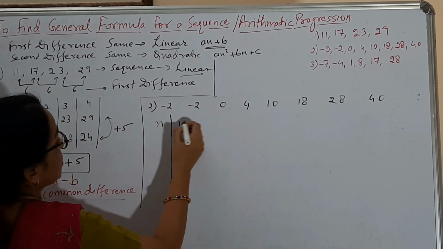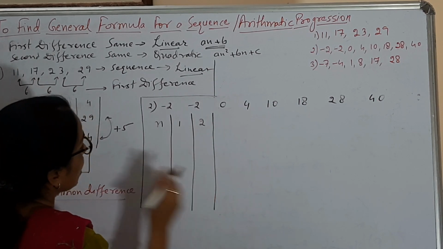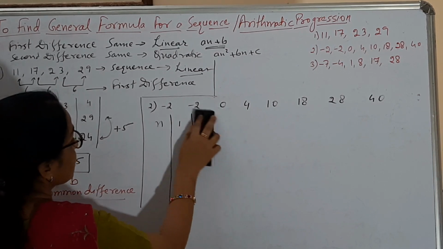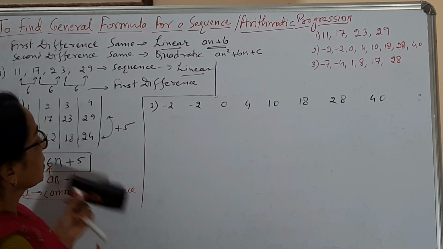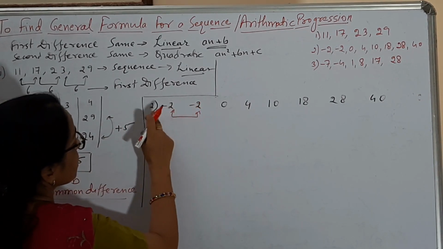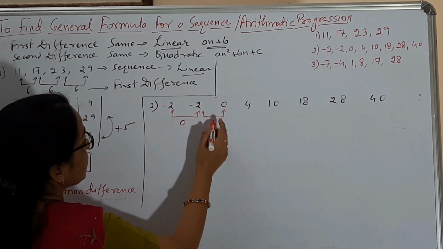So here it is 1, 2. Wait, first we have to identify. I'm sorry. First we have to identify which type of sequence this is. So you see, 0 minus -2 will be 2. Then 4 minus 0 will be 4.